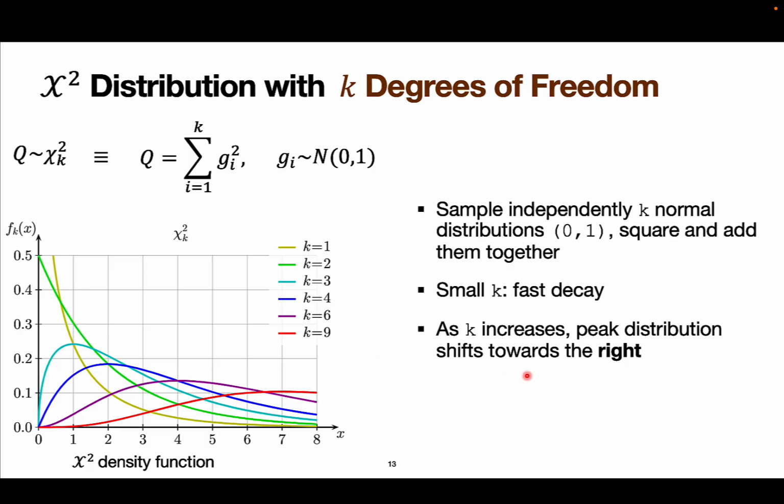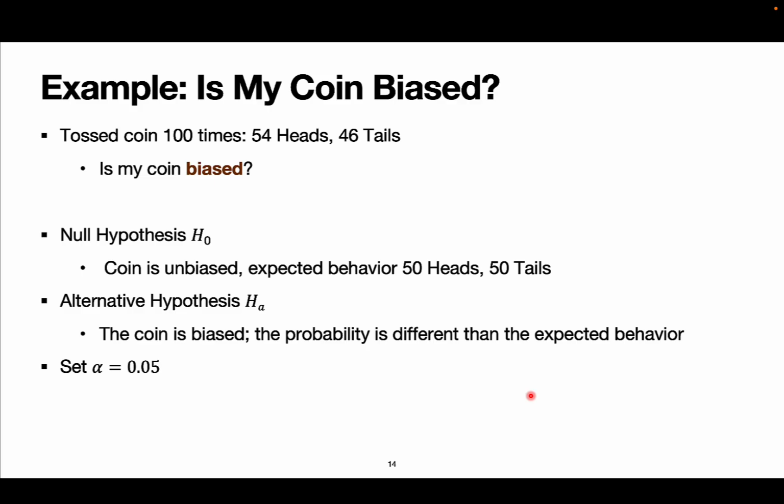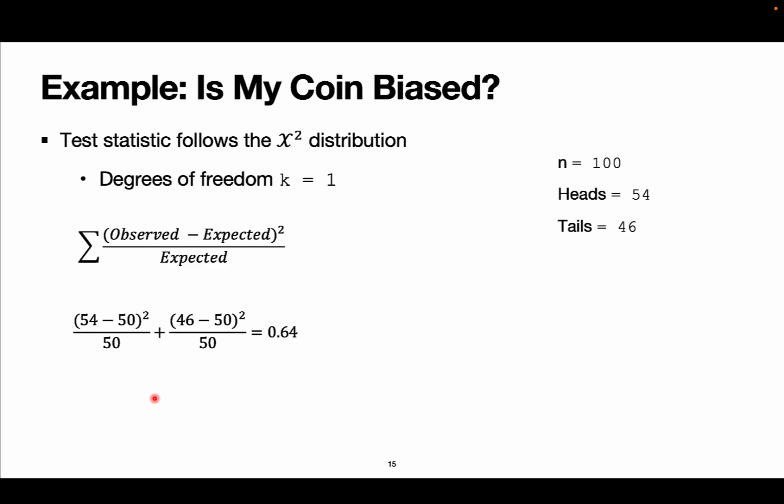But as the value of k increases, we start to see how the peak of the distribution starts to shift towards the right. Back to the coin tossing problem, the null hypothesis states that the coin is unbiased and the expected behavior is 50-50, and the alternative hypothesis contradicts the null hypothesis and states that the coin is biased and the probability is different than the expected behavior. For this problem, we set up alpha as 0.05. The next step is computing the test statistic, which is straightforward.